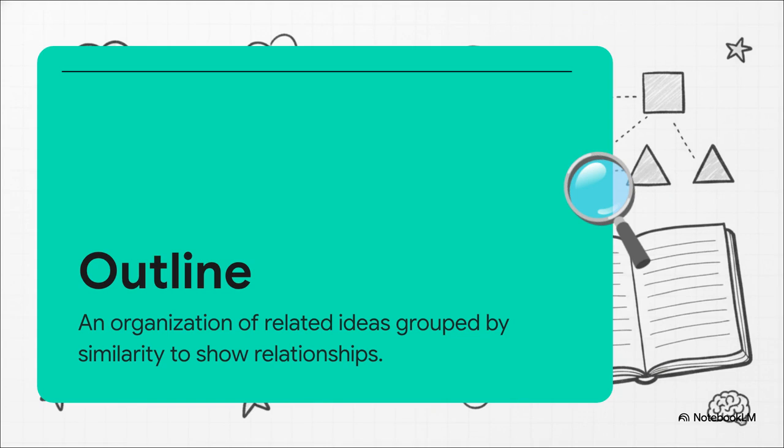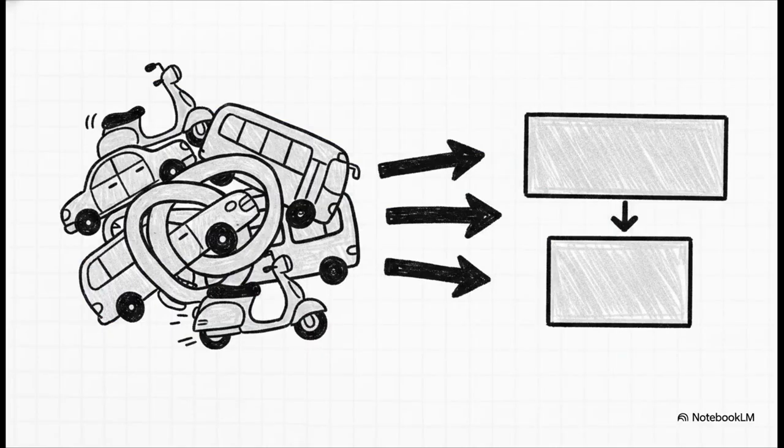So let's talk about that super messy, disorganized first phase of any writing project. You know, the initial brainstorm where ideas are just flying at you left and right without any rhyme or reason. At its core, an outline is really just an organization of related ideas, and they're grouped by similarity to show how they relate to one another. Preparing an outline is fundamentally a problem of classifying and organizing. It's taking all that raw, unfiltered chaos from your brainstorm and systematically giving it order, so your reader can just effortlessly follow your logic.